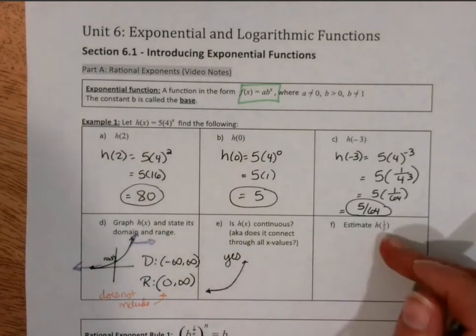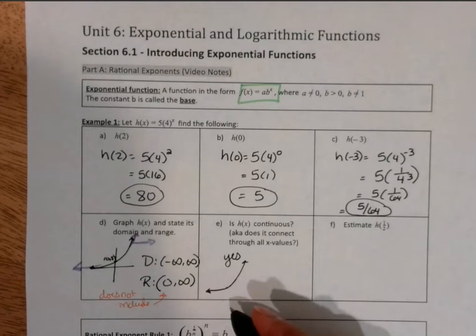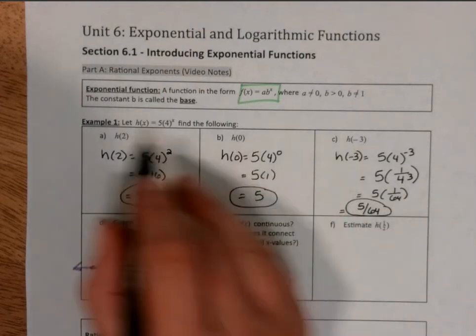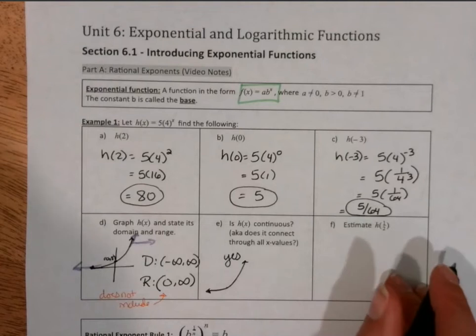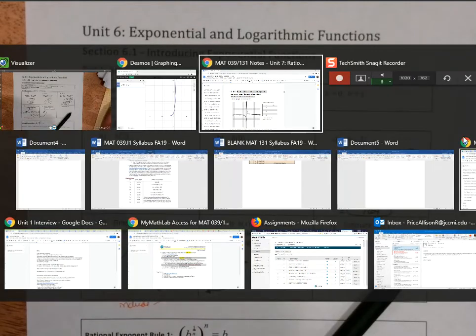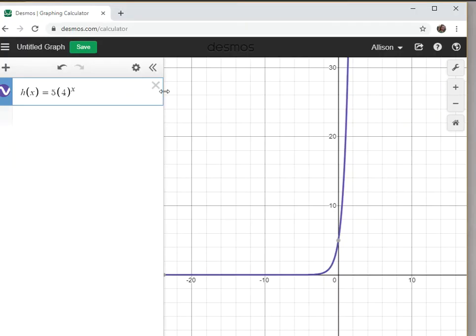That's going to lead us into h of 1/2. If it's continuous, then it has to have a definition for not just the whole numbers and the negatives and the positives, but the fractions and decimals as well. So h of a half, let's bring them back to my graph. There we go. Too many tabs open, sorry about that. H of a half. Okay. Give me a little point, let's see.